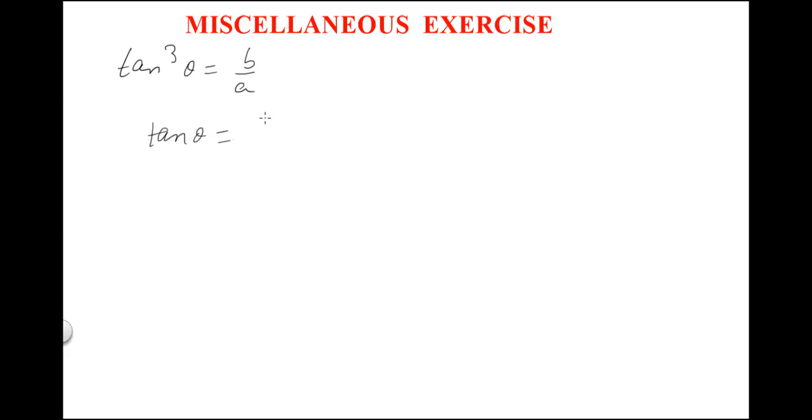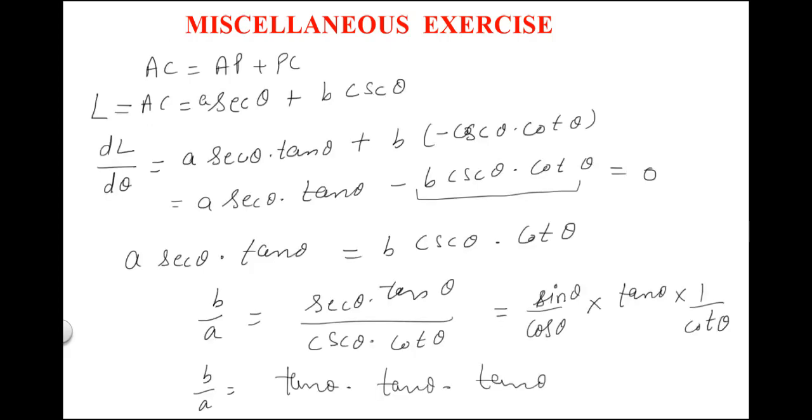So writing it as tan cube theta equal to b divided by a. We have tan theta value as b divided by a to the power 1 by 3. Let us name it as our first equation. That is our critical point we have got. Now just to see, what was the first order derivative? This was a secant theta into tan theta minus b cosec theta into cot theta.